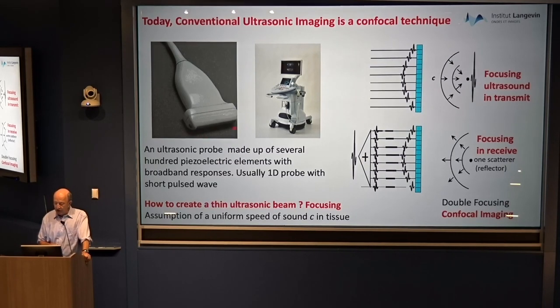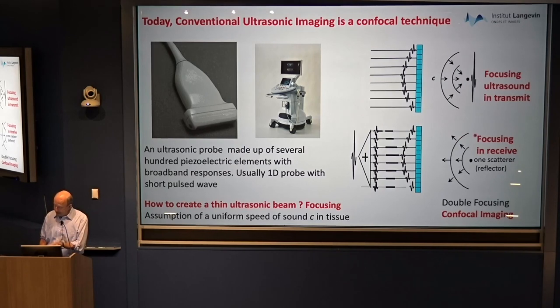Usually, it's a one-dimensional probe. And what they do is not one-shot imaging. It is an imaging where they create a very thin ultrasonic beam, and they listen to the echo in this beam, and after they move the beam electronically. And to do this, they have to focus in the medium. They make the assumption in medical imaging that people know the speed of ultrasound, and they consider it uniform. If it is uniform, typically 1,500 meters per second, it is easy to send signals that focus on one point. You have just to send short pulses with delays between them to have constructive interference here. And I call this focusing in transmit.